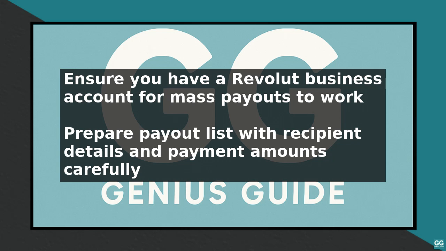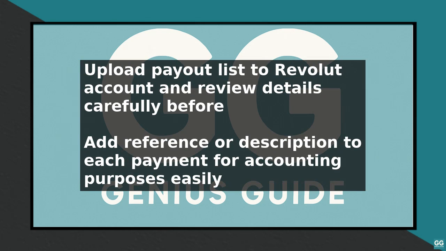Once you have uploaded your payout list, review the details carefully to ensure everything is correct. You can also add a reference or description to each payment, which can help with accounting and reconciliation. After verifying the information, confirm the payout and Revolut will process the transactions.